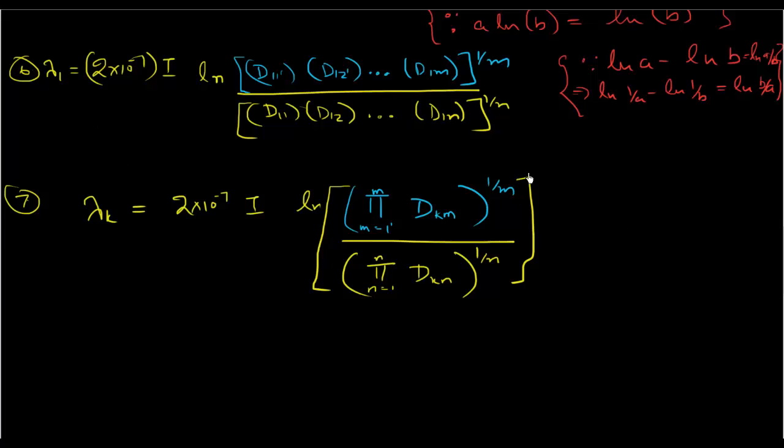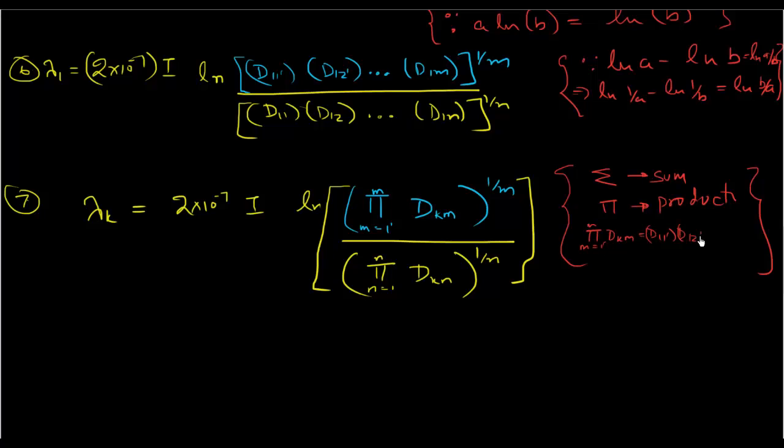So here, let me just write a side note. Similar to how you have sigma for summation, you have pi for product. If you don't already know that, that's what capital Pi stands for. So if I write the product of d of km, m going from 1 prime to m, all that means is d1 1 prime, d1 2 prime, so on all the way up to d1m. That's all the product symbol is.